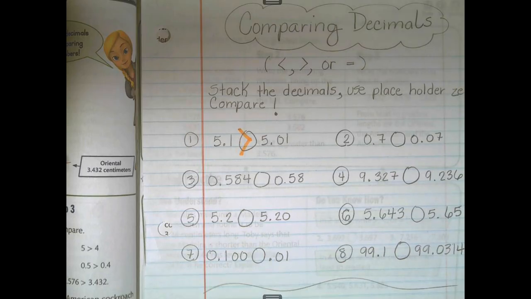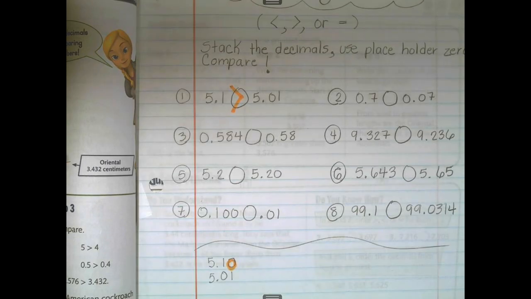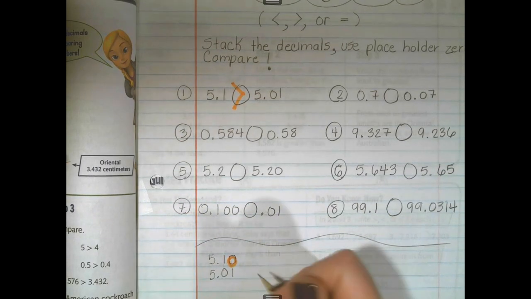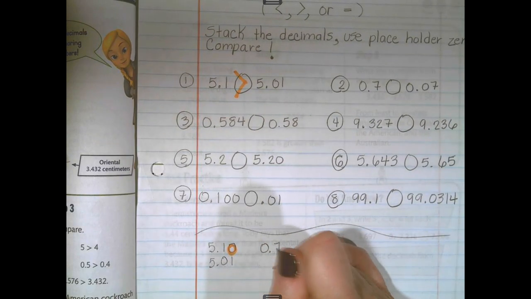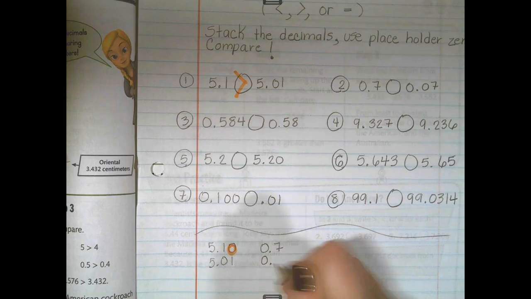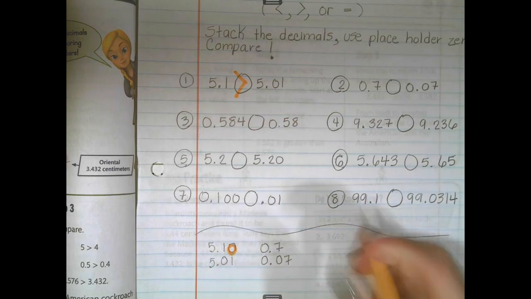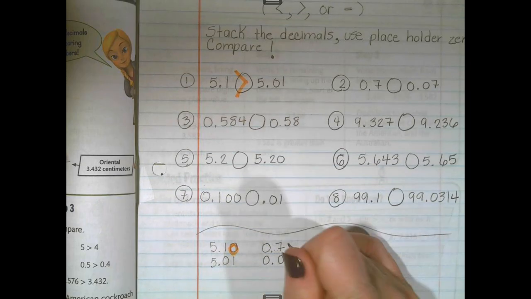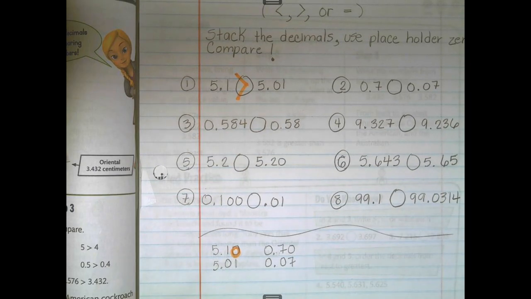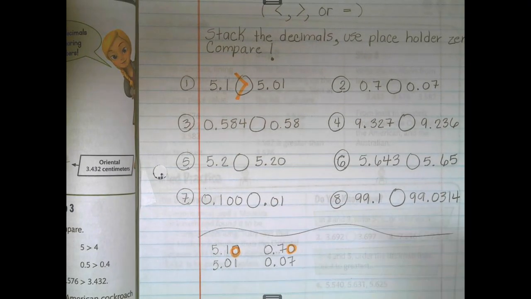So look at number 2. We have 7/10, and we're going to compare it to 7 hundredths. So just take a second and stack your decimals. So 7/10, 0.07. If you line up the decimal points, that helps get everything else in line. We're going to annex a 0, and we're going to create an equivalent decimal. 7/10 is equivalent to 70 hundredths.